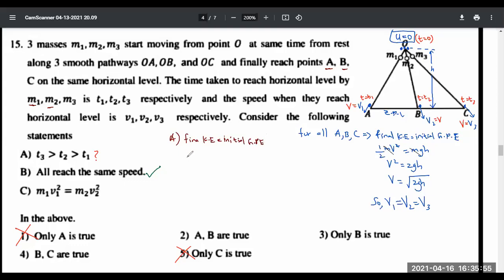So final kinetic energy is half m1 v squared equals m1 gh. That's an equation, and if you apply that for B, you will be getting half m2 v2 squared equals m2 gh. So what can you say about these things? Now these two are equal. These v1 and v2 are equal. Okay, no problem.